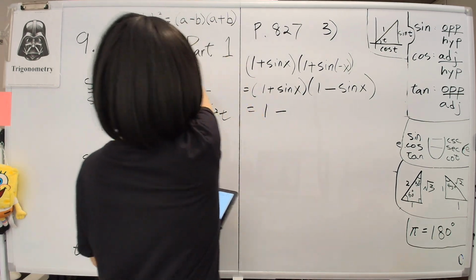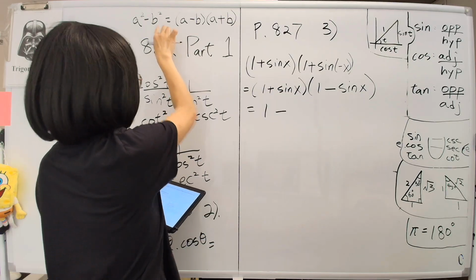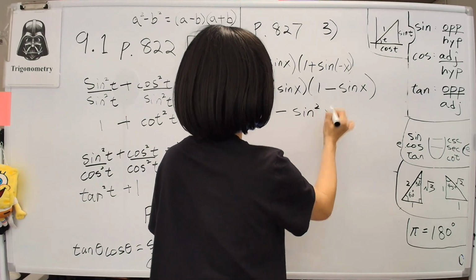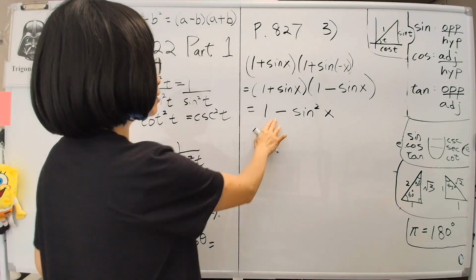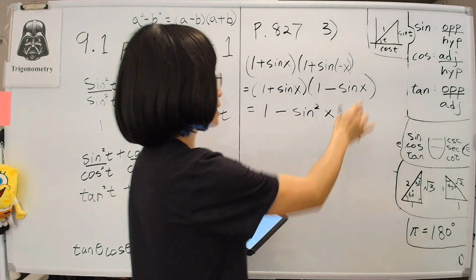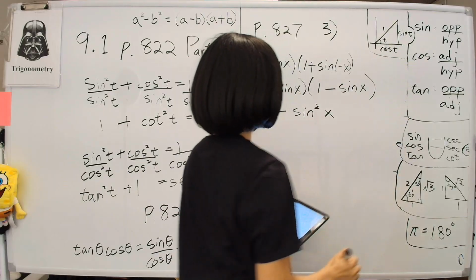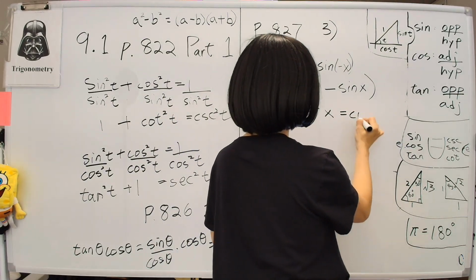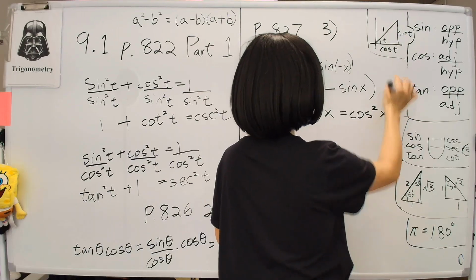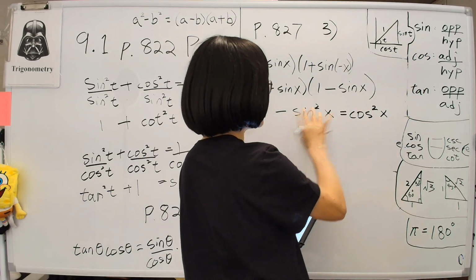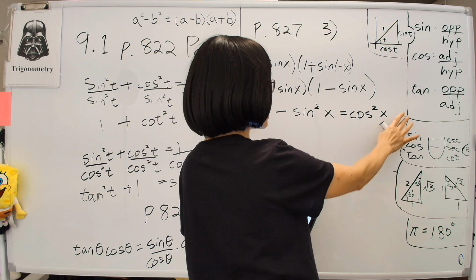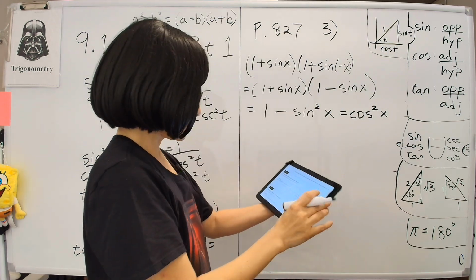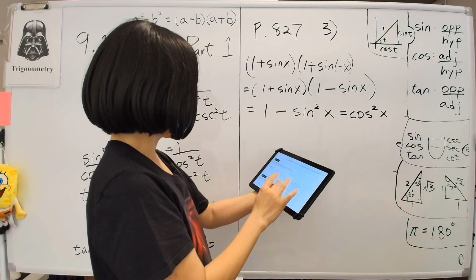So this is 1, the first squared, minus the second thing squared, sine x squared, which we write like this. And what is 1 minus sine squared? Remember that sine squared plus cosine squared equals 1. So 1 minus sine squared x will be equal to cosine squared x. The reason is because if you put sine squared on the other side, that becomes a plus. Sine squared plus cosine squared equals 1, according to this triangle. And so that is the right answer.